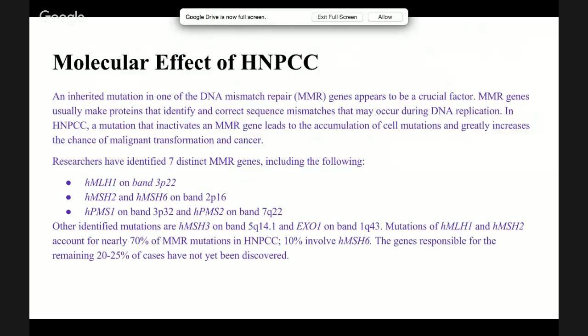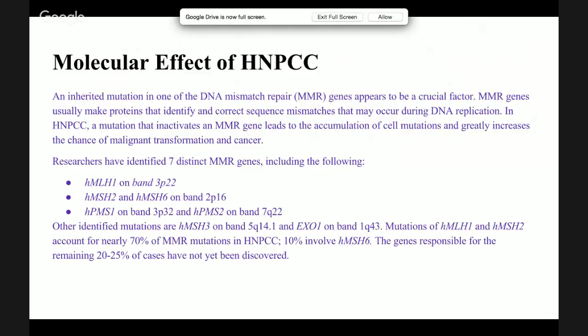Okay, so this slide is going to describe the molecular effect of HNPCC. As we said before, it's an inherited mutation of one of the DNA mismatch repair, or MMR, genes, and that seems to be a crucial factor. MMR genes usually make the proteins that identify and correct sequence mismatches that occur during DNA replication, but if there's a mutation in that, then the DNA won't be able to repair itself correctly. Basically, the mutation inactivates the MMR gene, which leads to the accumulation of cell mutations, and that can increase the chance of malignant transformation and cancer.